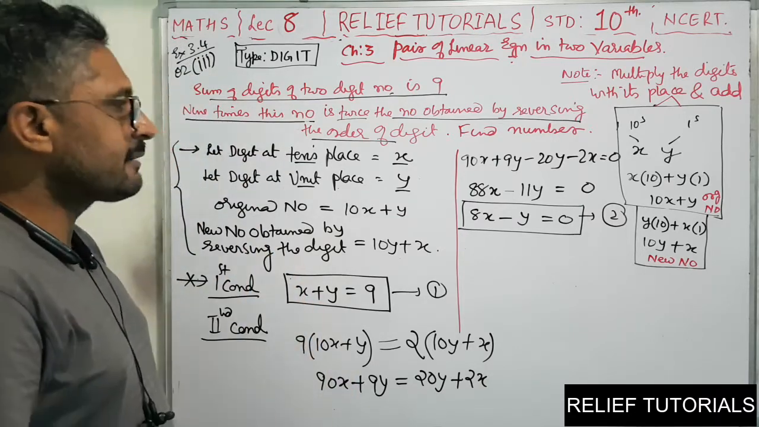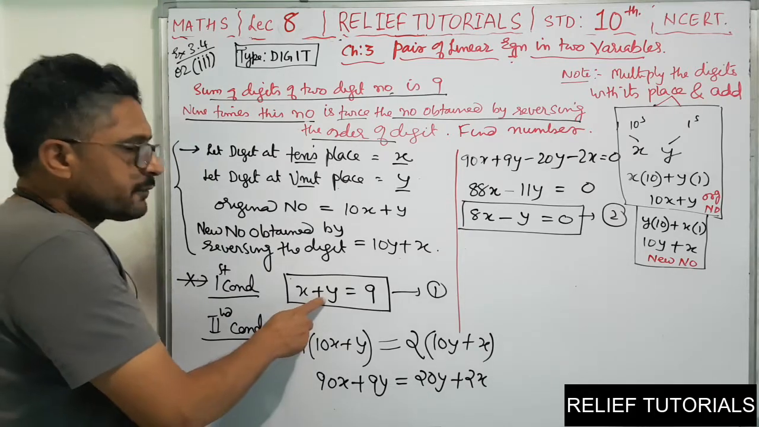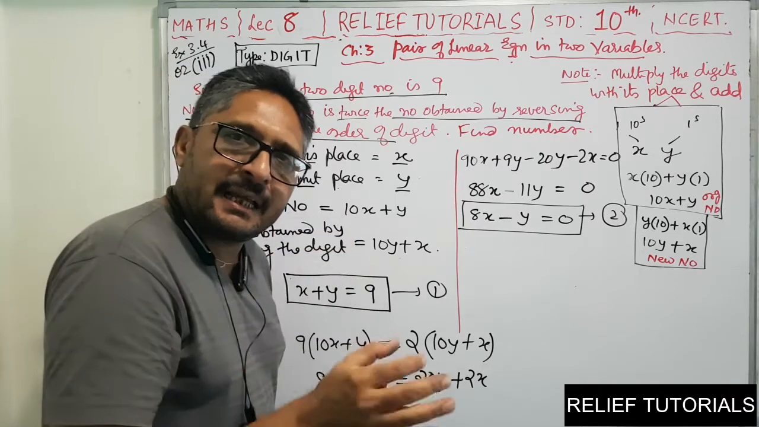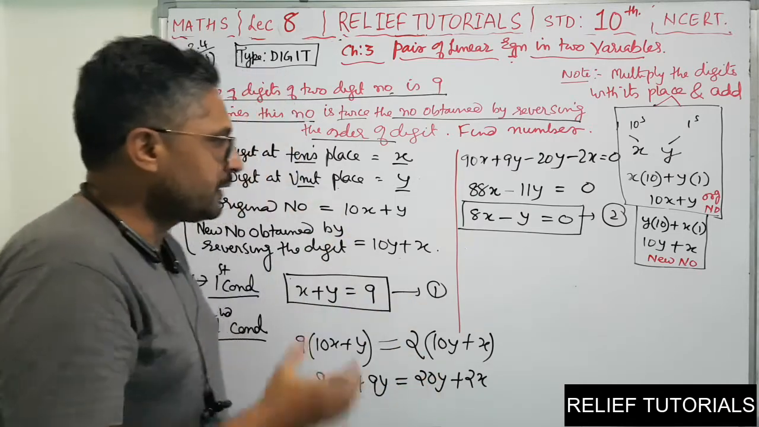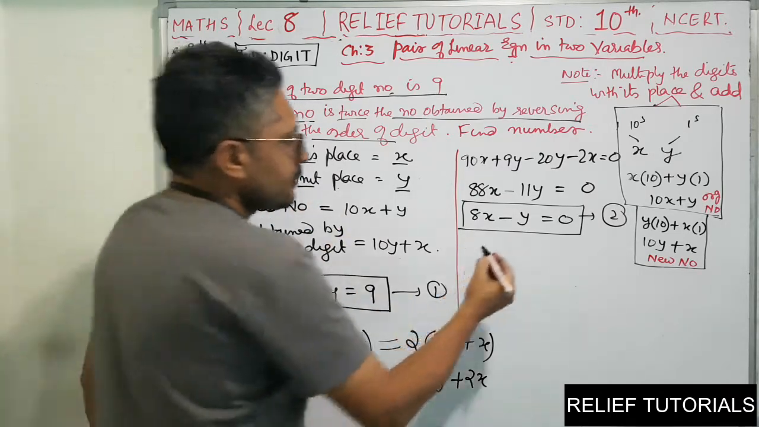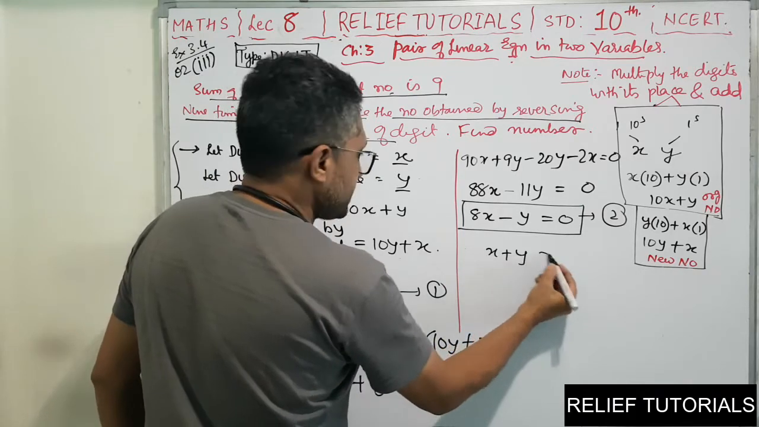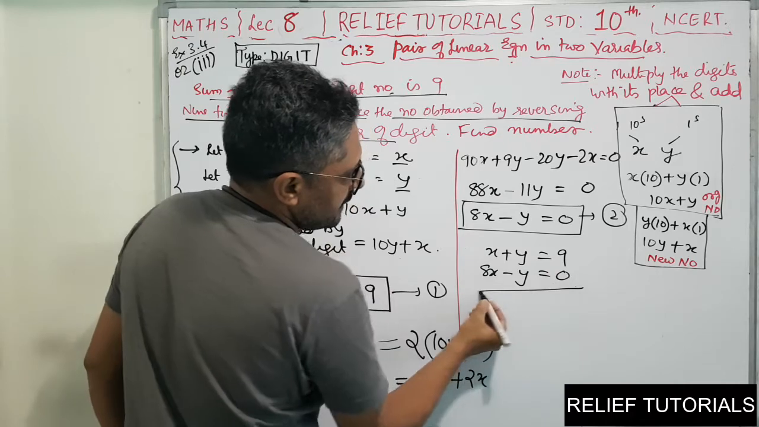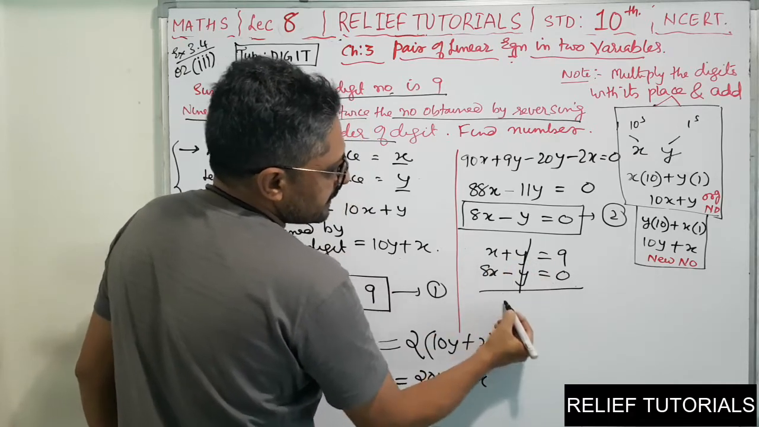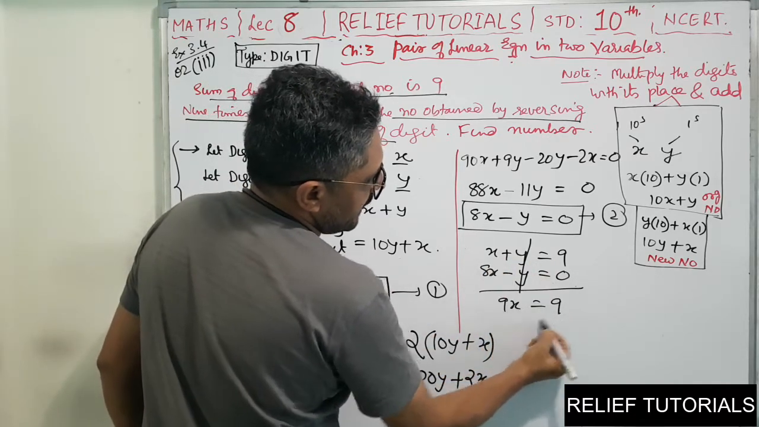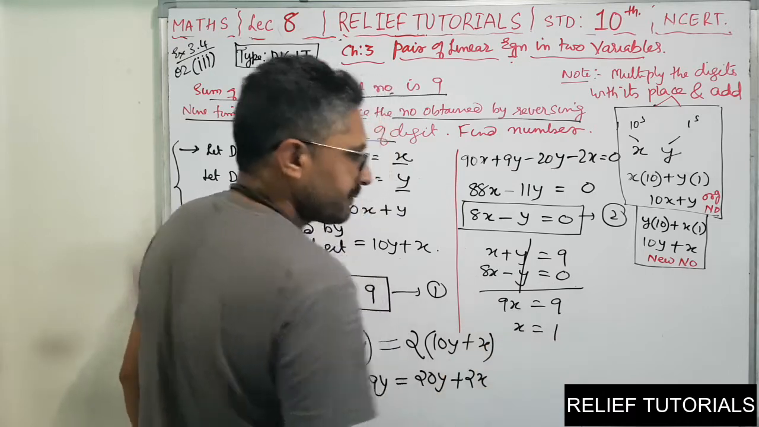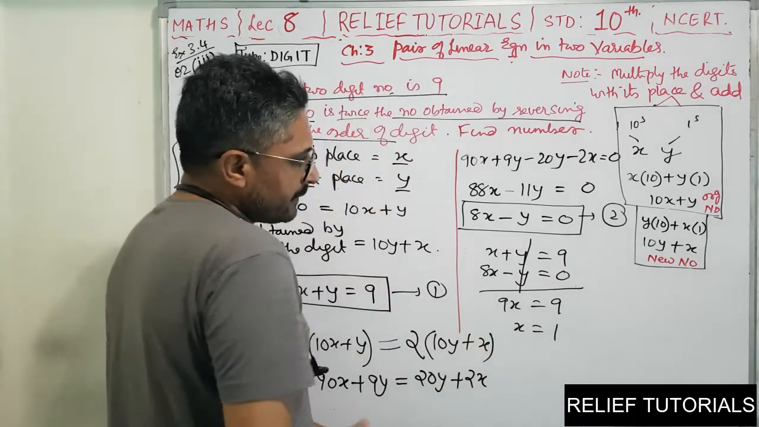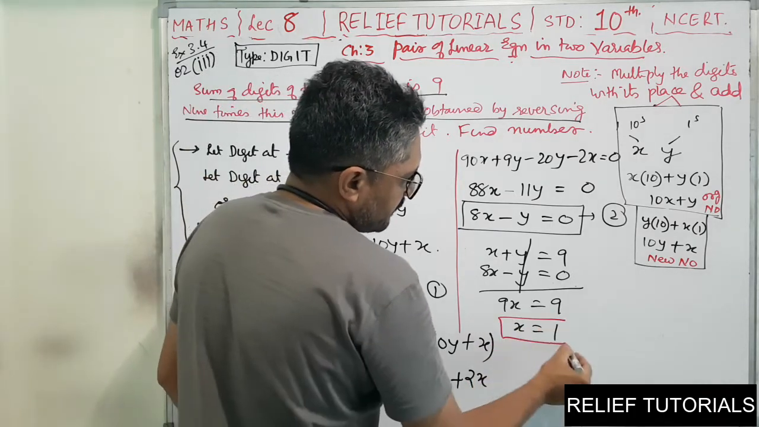Now you solve these equations. Nothing to do. See here, the coefficient of y is 1 and the coefficient of y is minus 1. So the coefficients are the same and opposite, so we'll add them. x plus y is equal to 9, and 8x minus y is equal to 0. So this will cancel. 8x plus x, 9x is equal to 9. So x is equal to 1. So we got x equal to 1. Clear?